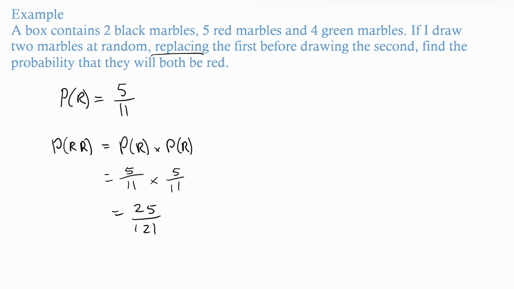That is as far as most questions you'll see with this type of product rule go: you're dealing with things that don't change. You're dealing with these independent probabilities, so you simply multiply any of the probabilities that occur.